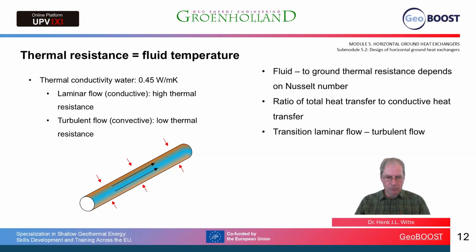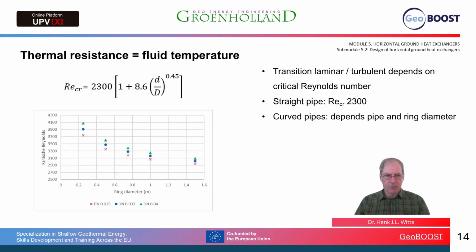At turbulent flow, all the fluid in the pipe is fully mixed. Now, the thermal conductivity of water doesn't change. That's still about 0.45 watts per meter Kelvin. But as it is fully mixed, there is no conductive heat transfer, but convective heat transfer, and the thermal conductivity of water does not play a role anymore. So we have a low thermal resistance. Important, therefore, is the transition between laminar and turbulent flow.